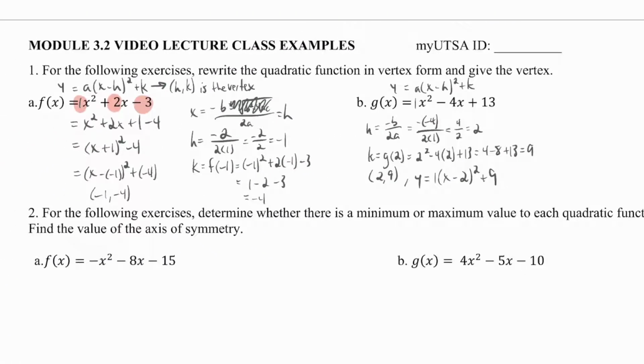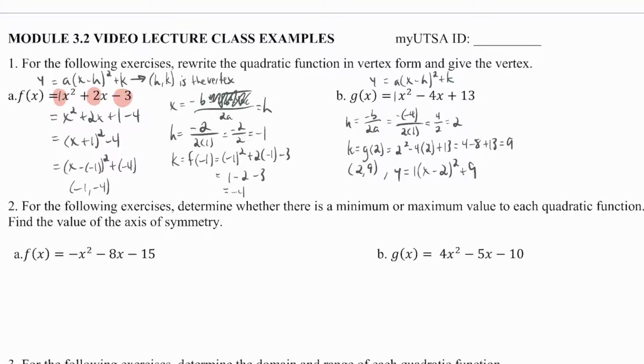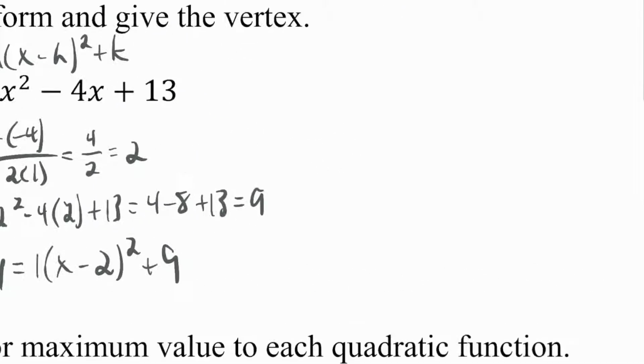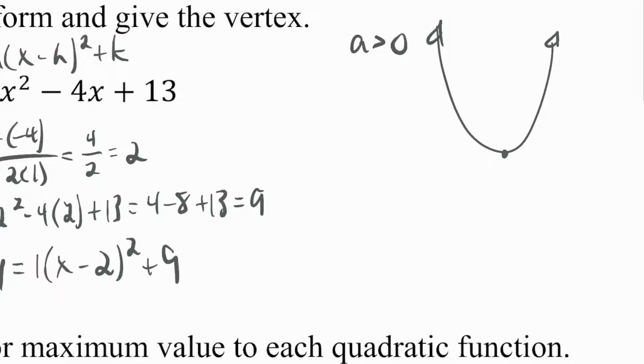So let's look at the next one. For the following exercises, determine whether there is a minimum or maximum value to each quadratic function. Find the value of the axis of symmetry. Whenever a, that leading coefficient, is positive, your graph is going to open up like this. So it will have a low point, the vertex at the bottom of the graph. Whenever a is negative, your graph is going to look like this. It will have a high point, so the vertex is the highest point on the graph, at the top. That's what this is referring to.